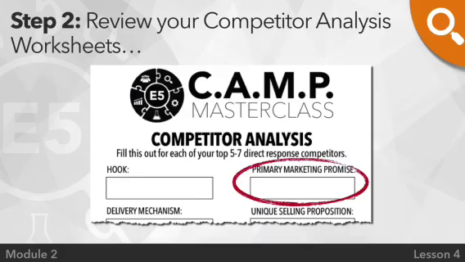Step 2 is take out the competitor analysis worksheets that you filled out from module 1, find the section on each that says primary marketing promise, and you want to review what those promises are of your top direct response competitors. Now, what you're looking for here is to see if there are any common themes or trends, if there are promises that are repeated, if there are promises that appear several times from a variety of different competitors.